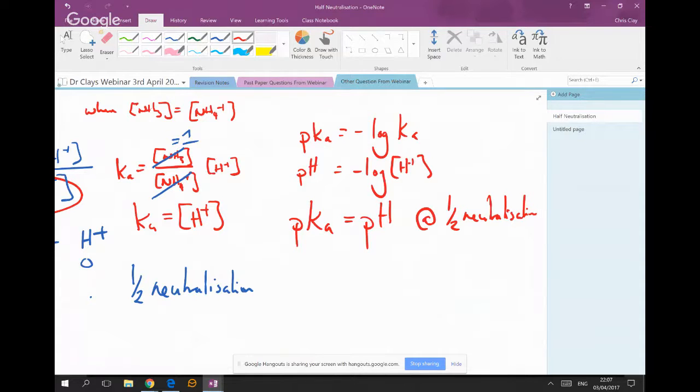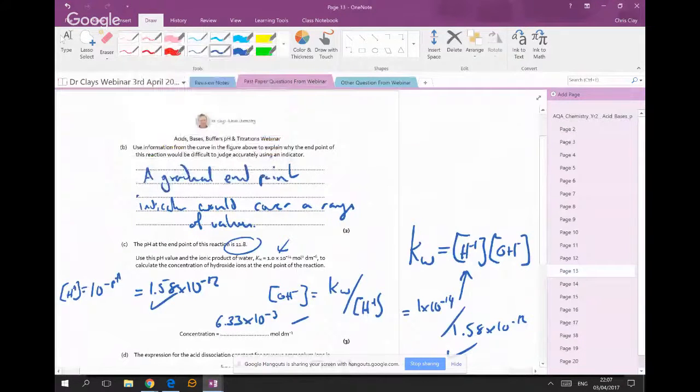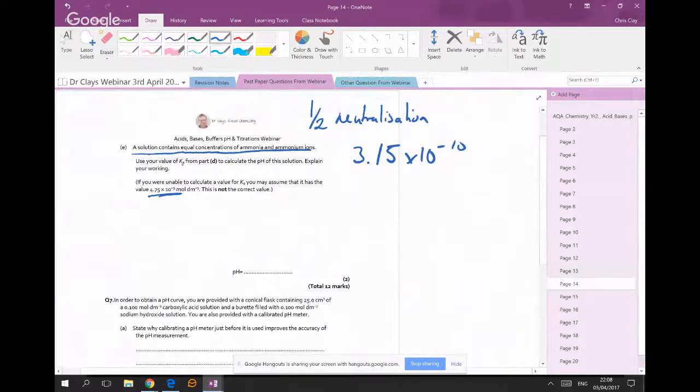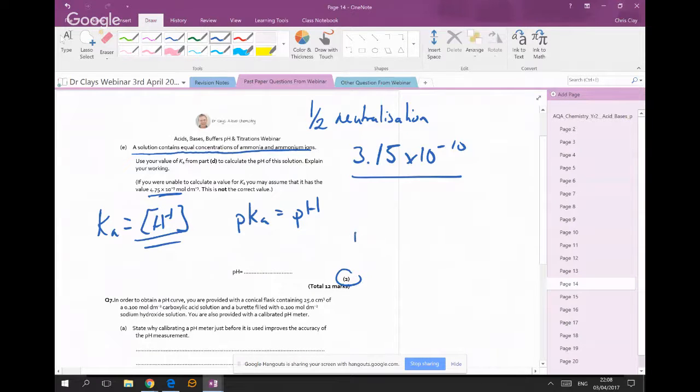So then, as we come back to our question, use your value of Ka from part D to calculate the pH of this solution. Well, that's why this is quite simple. Because we said Ka is equal to H plus ion concentration, we can say pKa is equal to pH. So simply, we can take our value from the previous question here, which is 3.15, as pH is equal to minus the log of brackets 3.15 times 10 to the minus 10. Pop that into your calculator. Hopefully you find out a pH of 9.50.